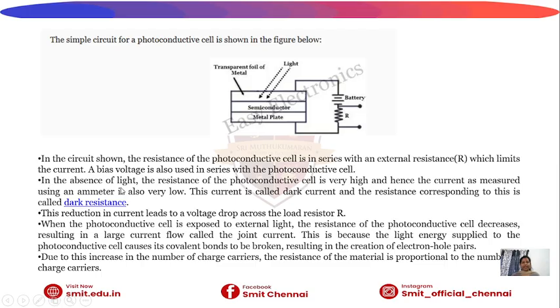In the absence of light, the resistance of a photoconductive cell is very high. When there is no light incident on the metal, the current is measured using the ammeter. This current is called the dark current and the corresponding resistance is called the dark resistance. A 2-mark question may be asked on what is meant by dark resistance, so you can refer to this. So this is the photoconductive cell.